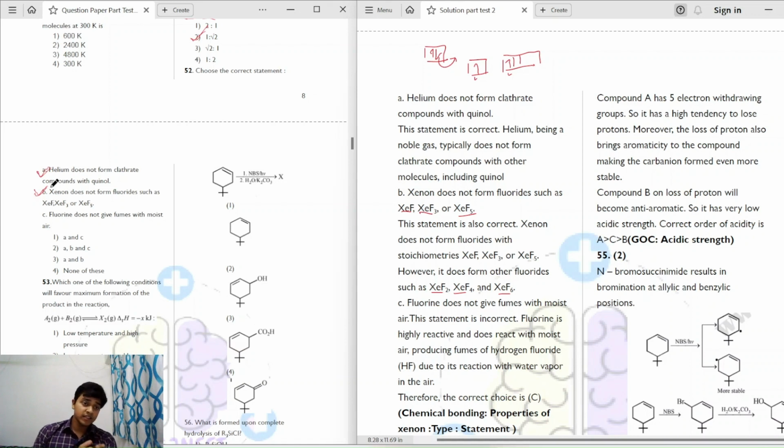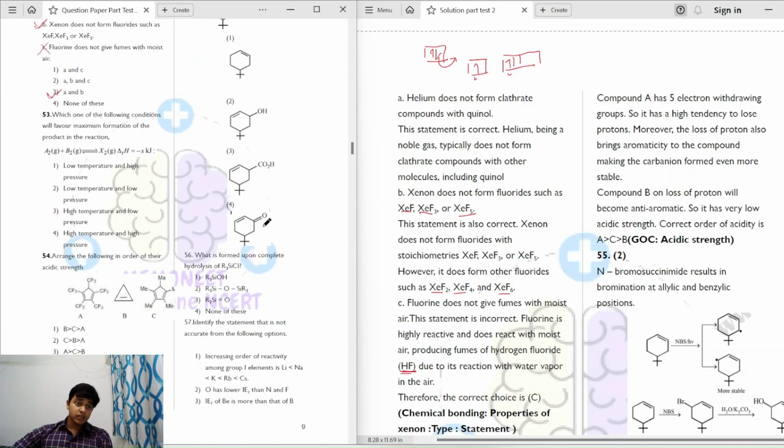Now, if we take a look at statement C, it says fluorine does not give fumes with moist air. This statement is incorrect as fluorine reacts with the moist air and produces HF. So statements A and B are correct and statement C is incorrect. So the correct answer for the question will be option 3. Moving on to the next question.